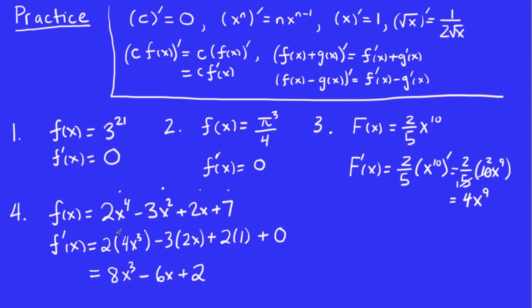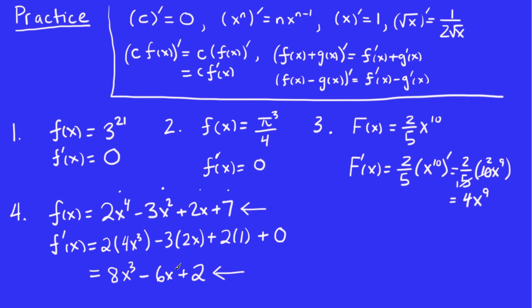And you know what? If you wanted to, you could go directly from this step to this step in one shot. You don't have to bother with this. Kind of think of it as 2 times 4 is 8, right? And then bring the exponent down by 1 to make it into a 3. And then 2 times negative 3 is negative 6. Subtract 1 from the exponent, you get 1 here.